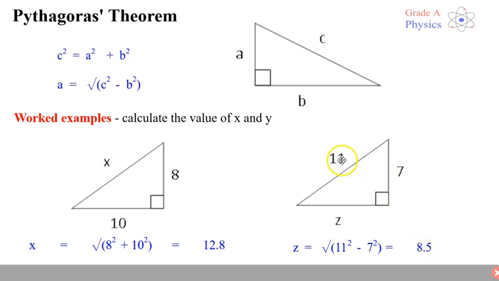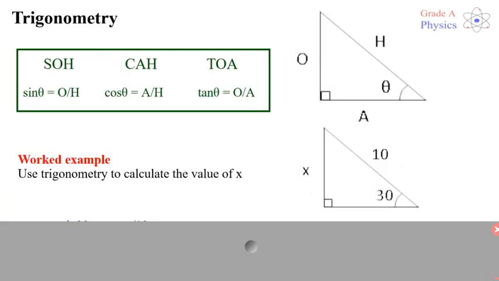Now, if you did what a lot of students do, 11 squared plus 7 squared, you would get a number larger than 11, which must be incorrect. The hypotenuse must be the largest of the 3 sides. So always apply a bit of a common sense check to that.